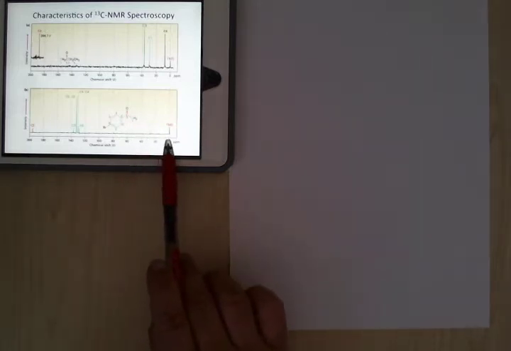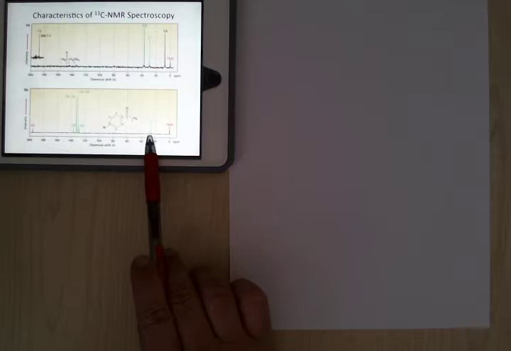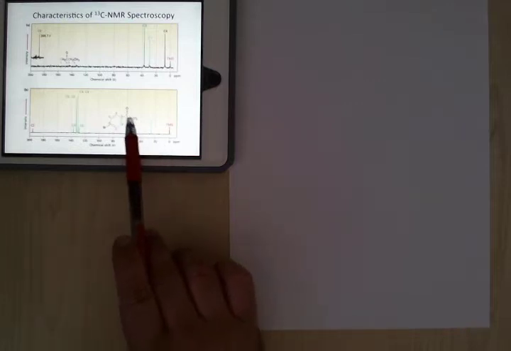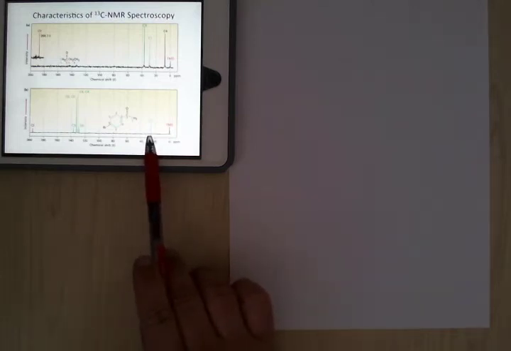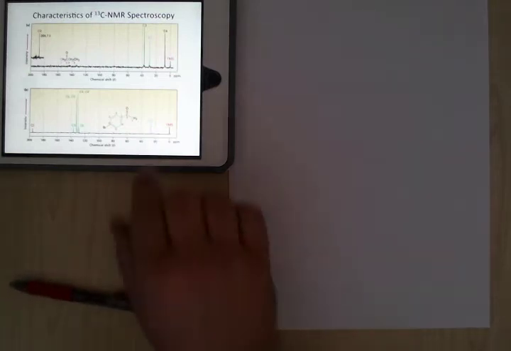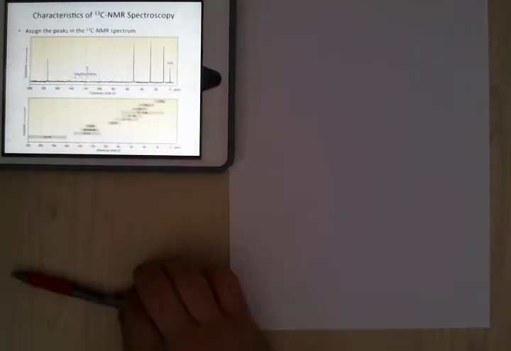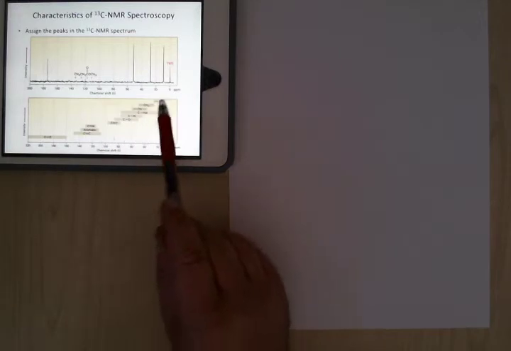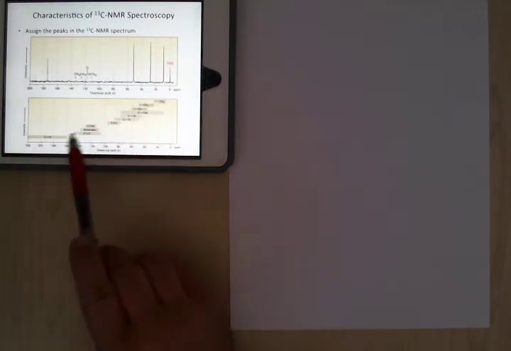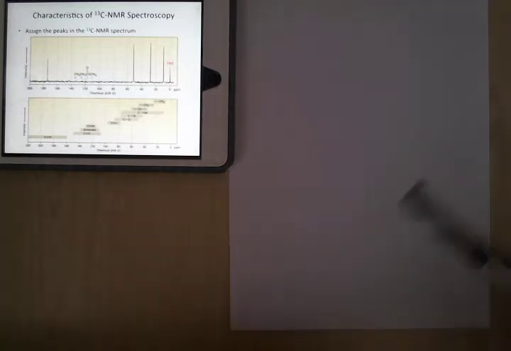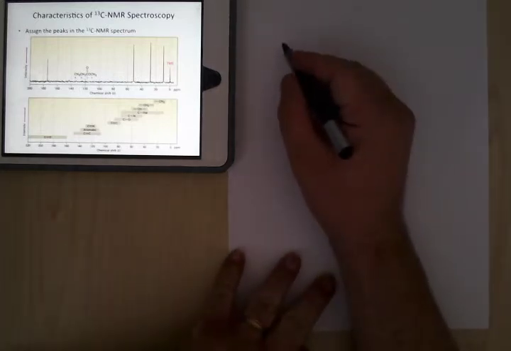It's been shifted down a little bit further from where you would expect, because it's next to something that's relatively electronegative. That shifts it down a little bit, but it's right in the region we would expect. So again, you can assign these peaks based on these. So here we go.